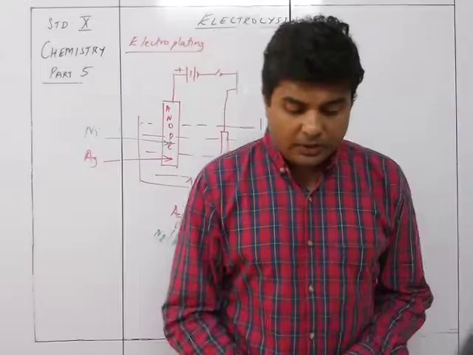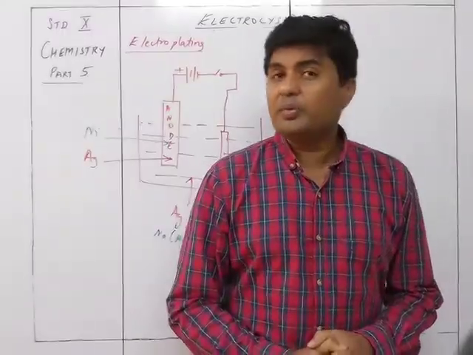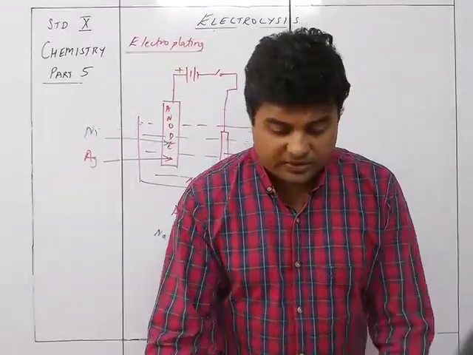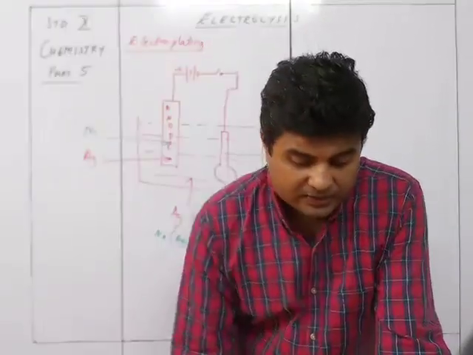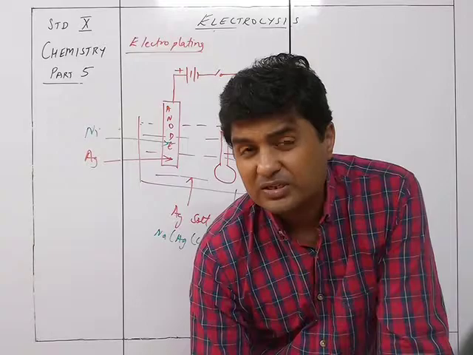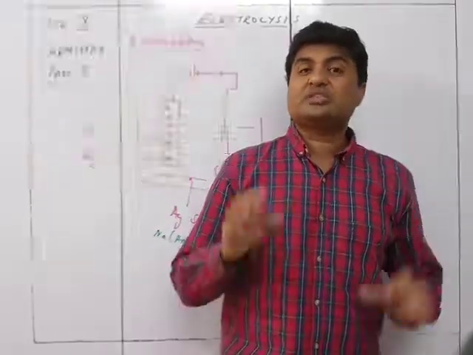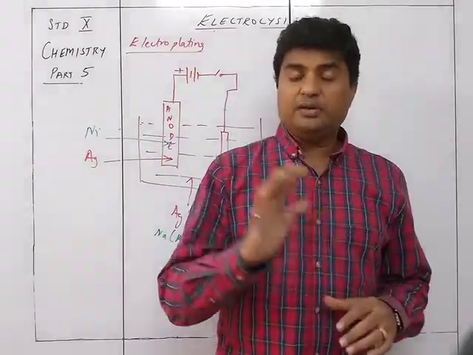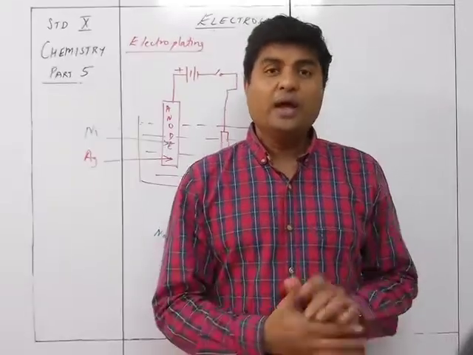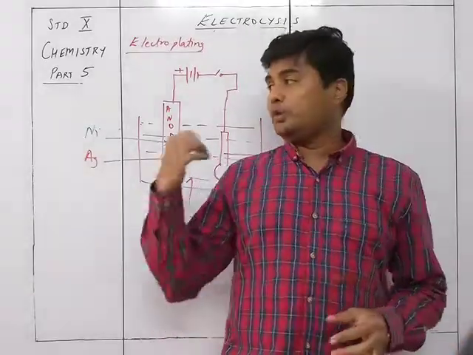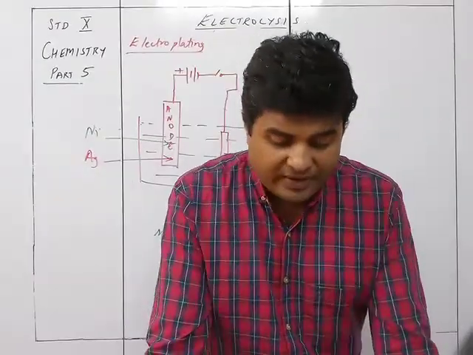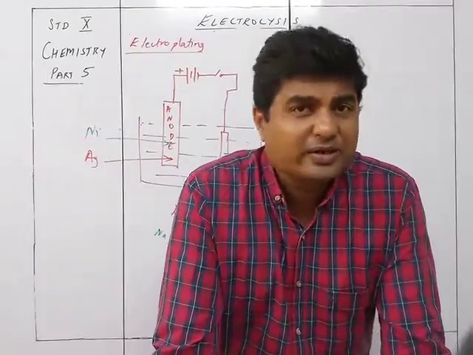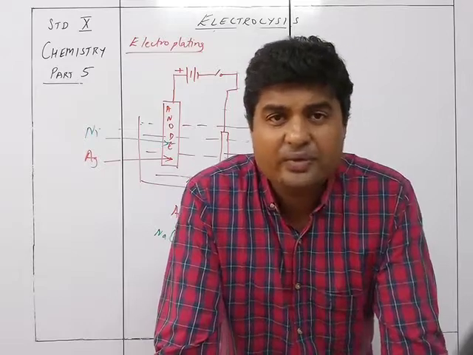Because of the silver nitrate, the deposition will be uneven, and that's why sodium argentocyanide is taken, because the dissociation in this case is slow, and hence the deposition of silver on the article is even and more properly distributed. So that's why we take sodium argentocyanide and not silver nitrate as the electrolyte.